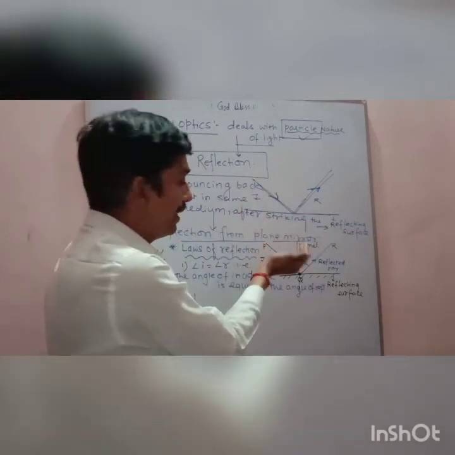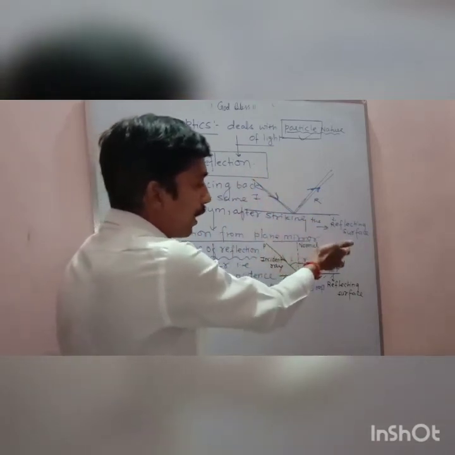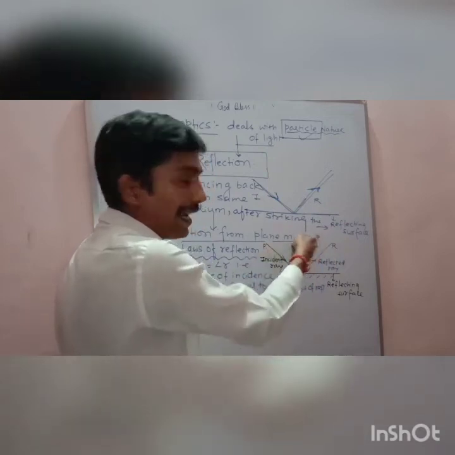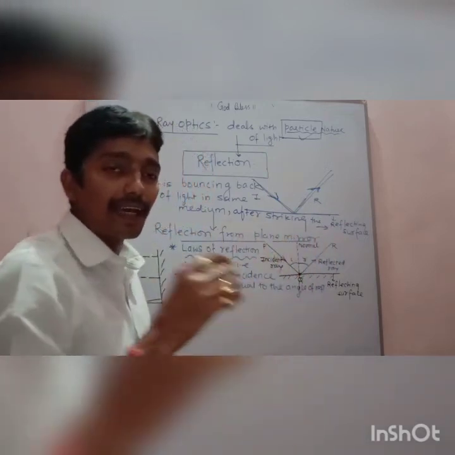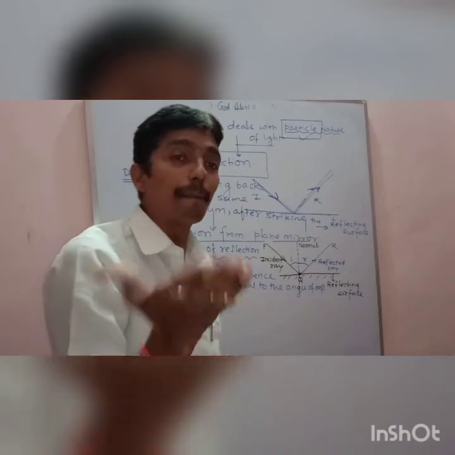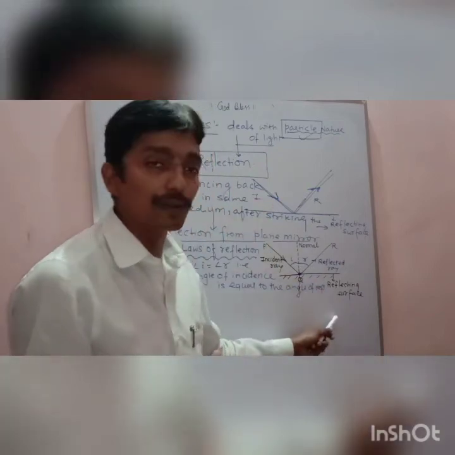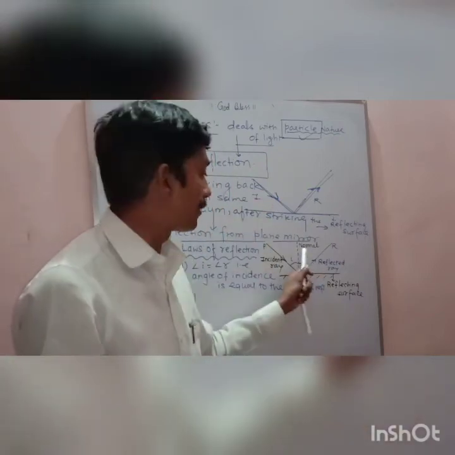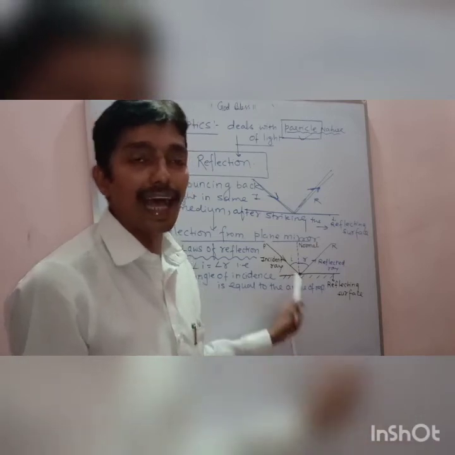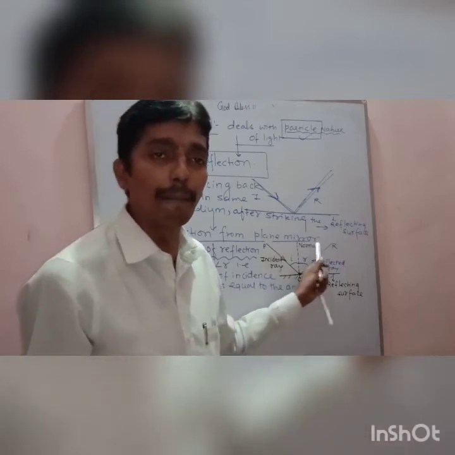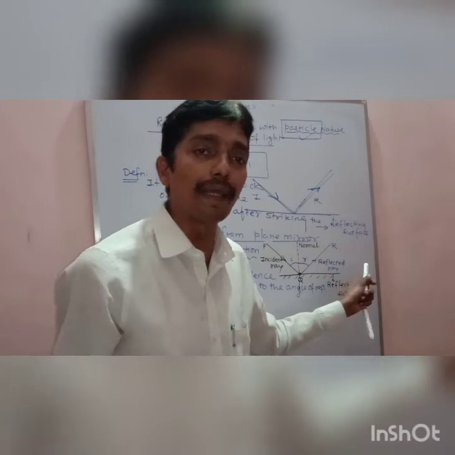The incident ray is above, the normal ray is in this plane, and the reflected ray is also in this plane. All three are in the same plane, and therefore we say they are in the same plane. Can you see the refracted ray downside? No. Can you see the normal ray downside? No. In whichever plane the incident ray is, the normal ray is in that same plane, and the reflected ray is also in that plane.